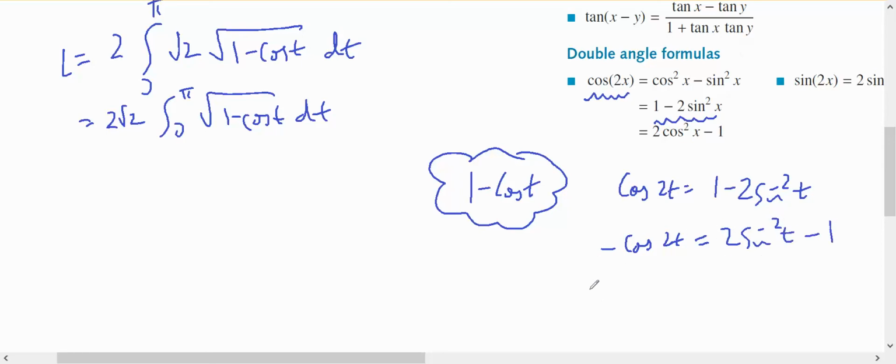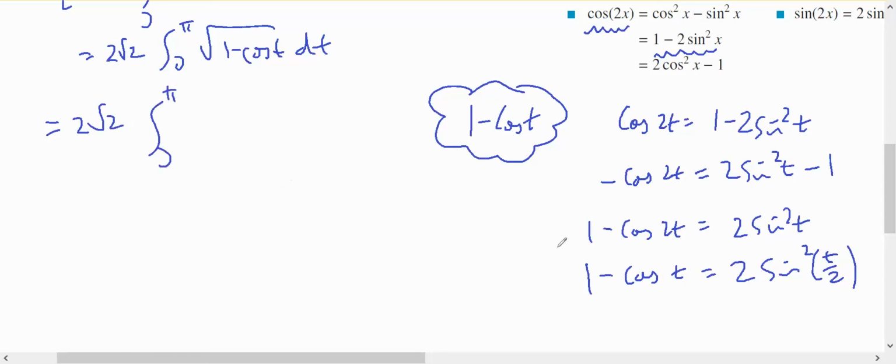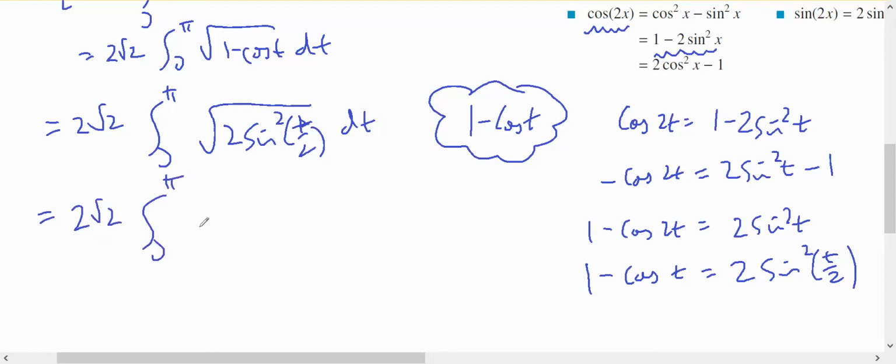Now if I add 1 to both sides, I'll have 1 minus the cos of 2t will equal, if I plus 1 to both sides, that will cancel that out, 2 sine squared of t, which means if I had 1 minus the cos of t, since this is a double angle formula, it's going to be 2 sine squared of t on 2. So I can come up here and do a replacement: 2 root 2 times the integral from 0 to pi of the square root of 2 sine squared of t on 2 dt, which will be 2 root 2, 0 to pi of root 2 times the sine of t on 2 dt.